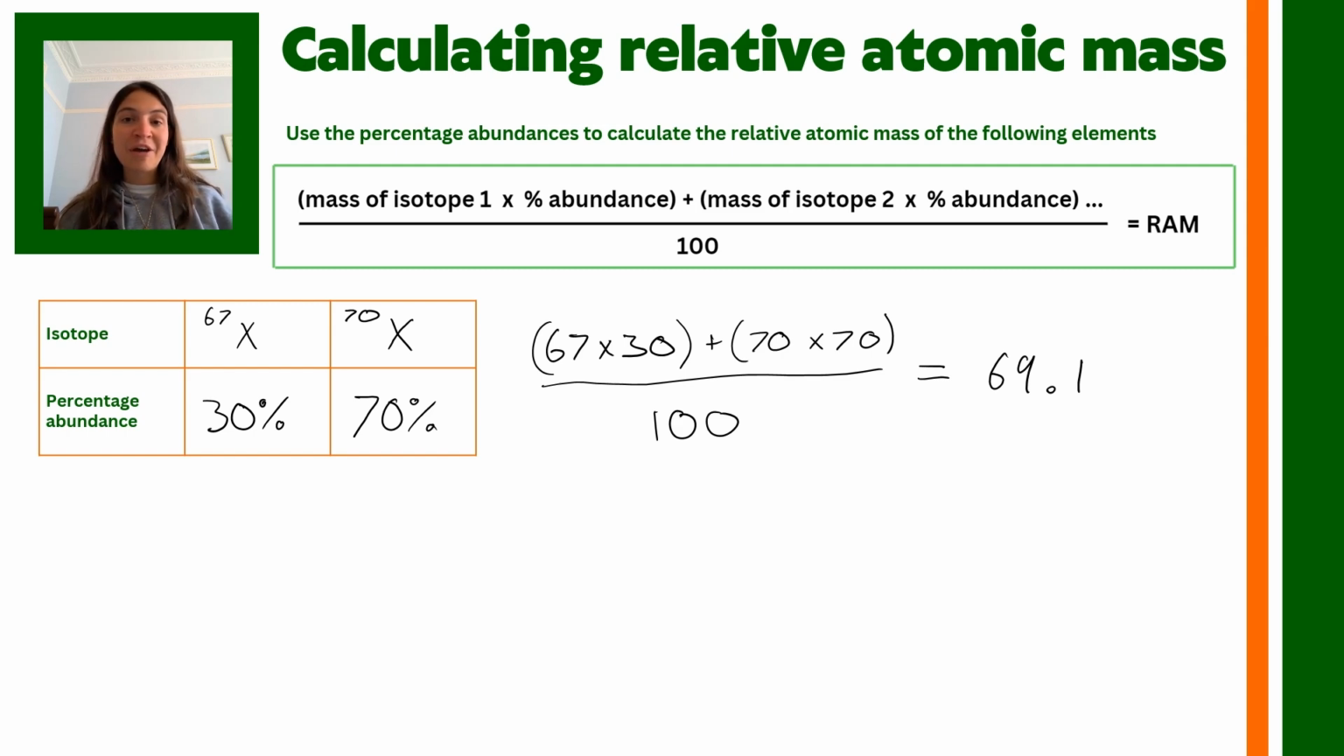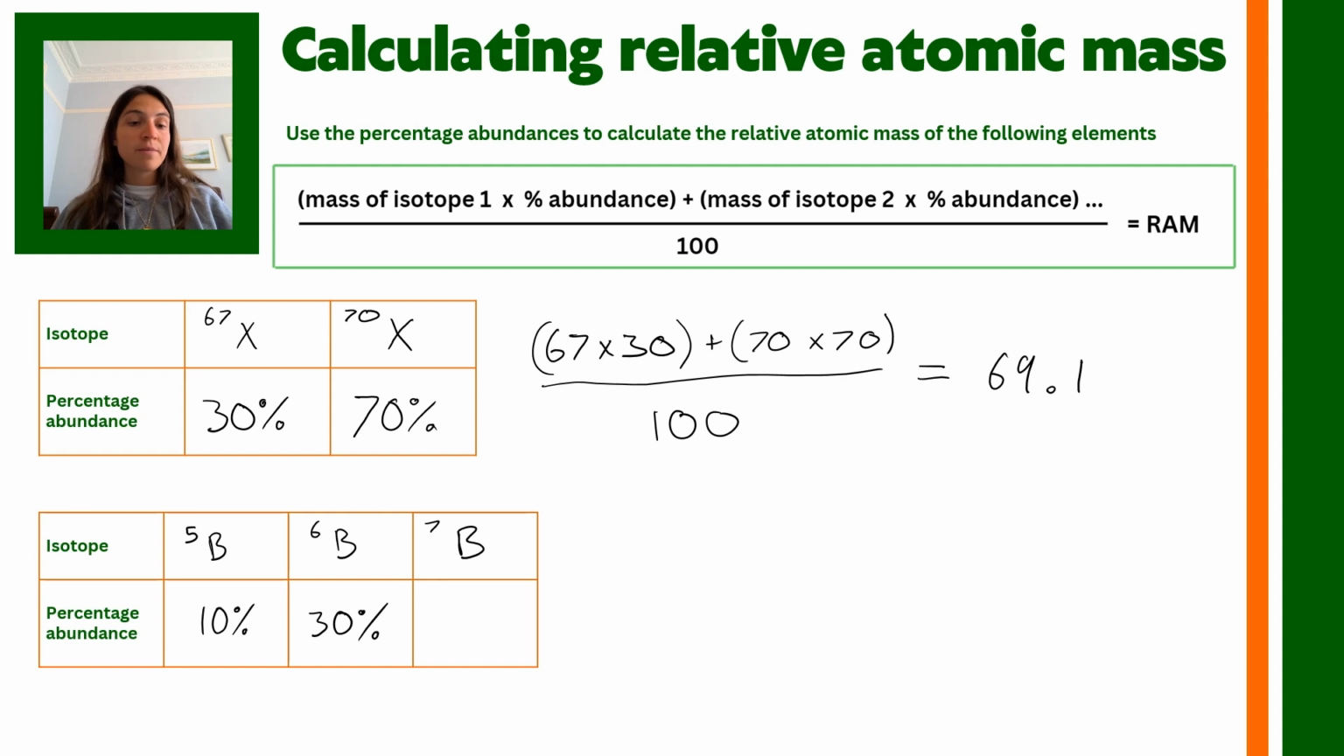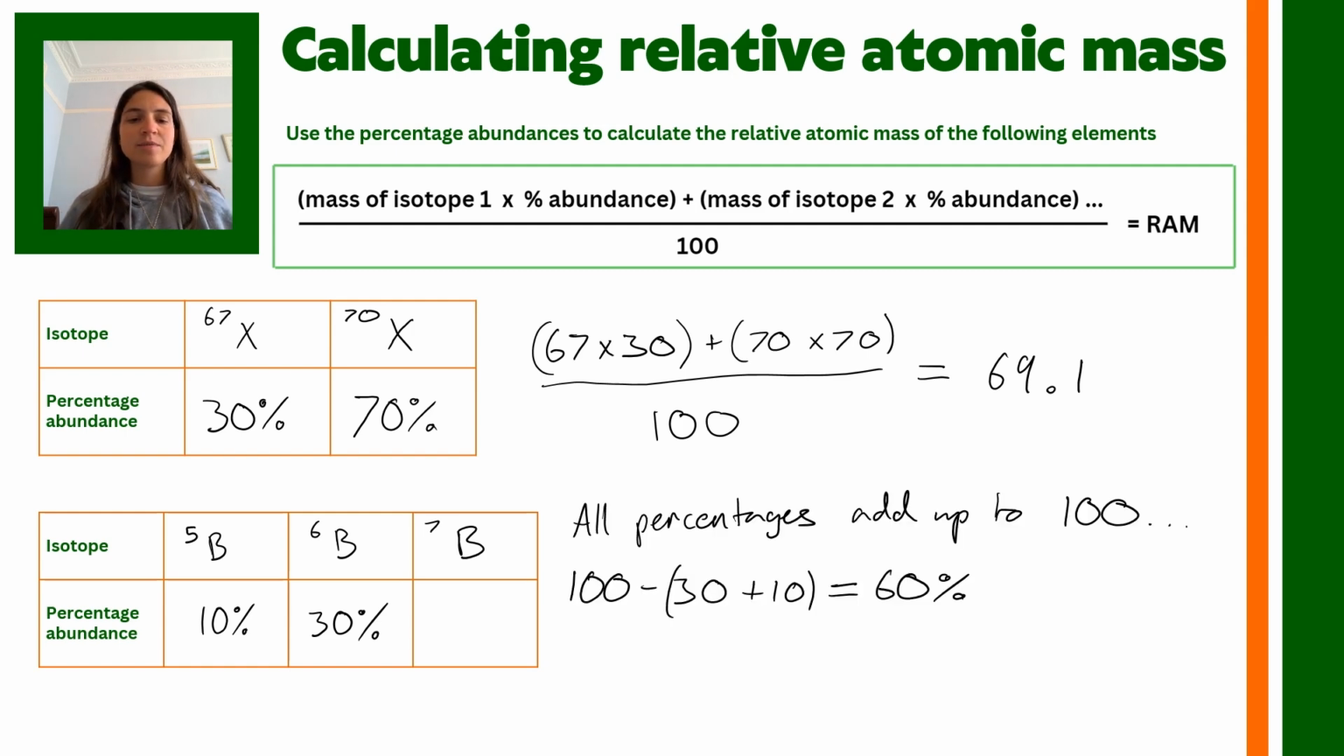Okay, let's have a go at another one here. So we have got some percentage abundances and some different isotopes. But there's a little bit missing here. The first thing that we need to remember is that my percentage abundances have to add up to 100 for a particular set of isotopes. At the minute, that one with 5 has got 10 plus 30, so I've got 40% so far. If I take 100 minus that 40%, I'm missing 60% of my isotopes. So I can first fill that in there.